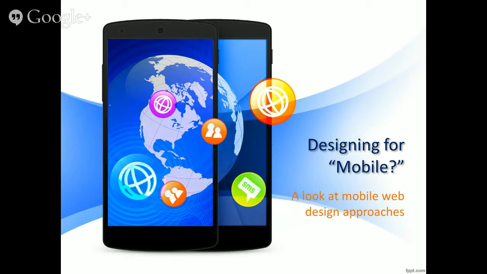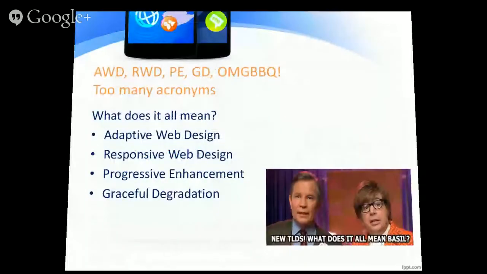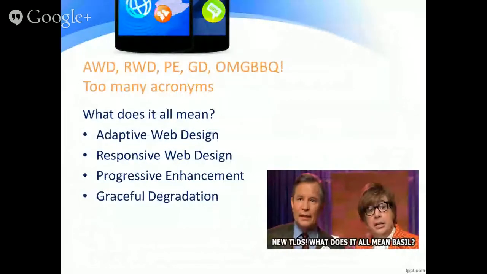So we're talking about designing for mobile. We're going to first discuss some of the terms. So we've got adaptive web design, responsive web design, progressive enhancement, and graceful degradation. Those are all the acronyms that we're talking about today, and those are the things that everybody's had a lot of questions about and really been trying to put a face to.